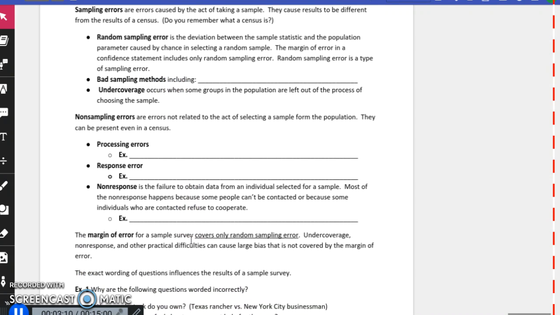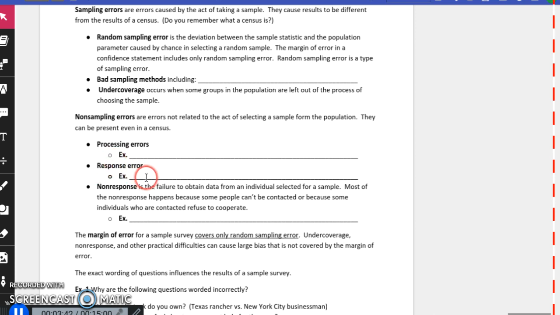Then we have non-sampling errors. They're not related to the act of doing the sample. They happen during the process afterwards. And this can even happen in a census. You have processing errors. This is where data is entered incorrectly, or data is counted incorrectly. Any type of human error at this point. That's a processing error.